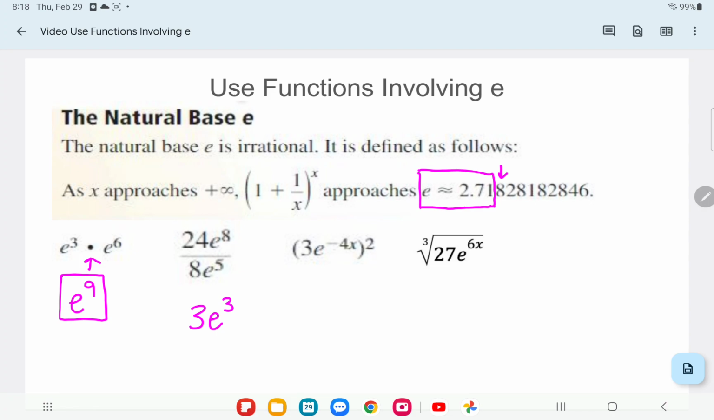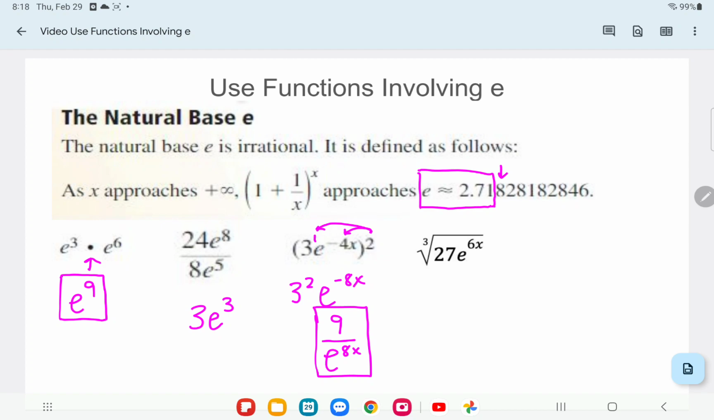The power to a power rule says that we're going to distribute this exponent of 2 to all the exponents on the inside of the parentheses. So it's going to become a 3 squared. And 2 times negative 4x is negative 8x. So if I simplify that even further, we get 9 over e to the 8x power. Move negative exponents to the denominator.